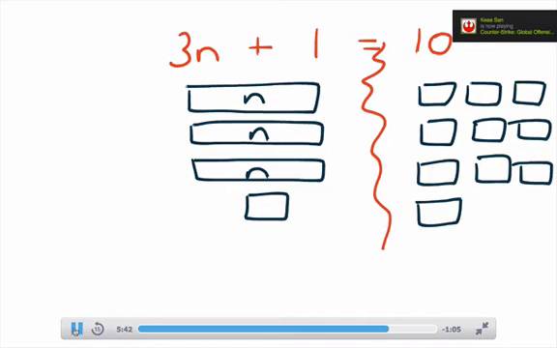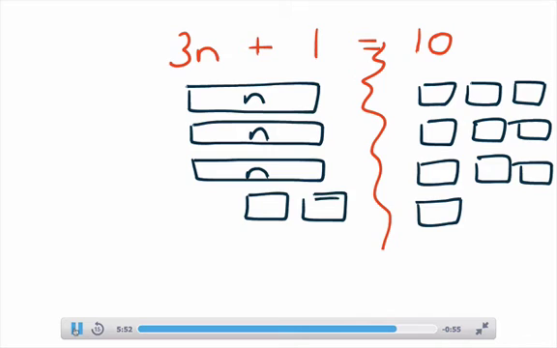Okay, the idea is to get the letters by themselves first, so we have to get rid of the plus 1. Let's put in a zero pair to make that happen. Oops, use a different color here. Put in a zero pair to make that happen on the left and on the right. Of course, now we can cross that out. Perfect. What do we have left?